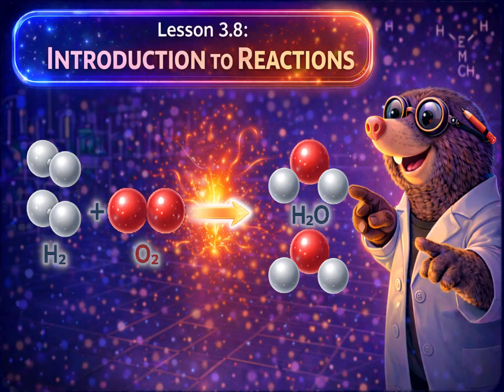In this lesson, we're beginning our study of chemical reactions, the processes that rearrange atoms to form new substances. Up to this point, we've focused on bonding, structure, and polarity. Now we're going to see what happens when substances actually interact and change. By the end of this lesson, you'll be able to balance chemical reaction equations using either the tally method or by balancing by inspection.